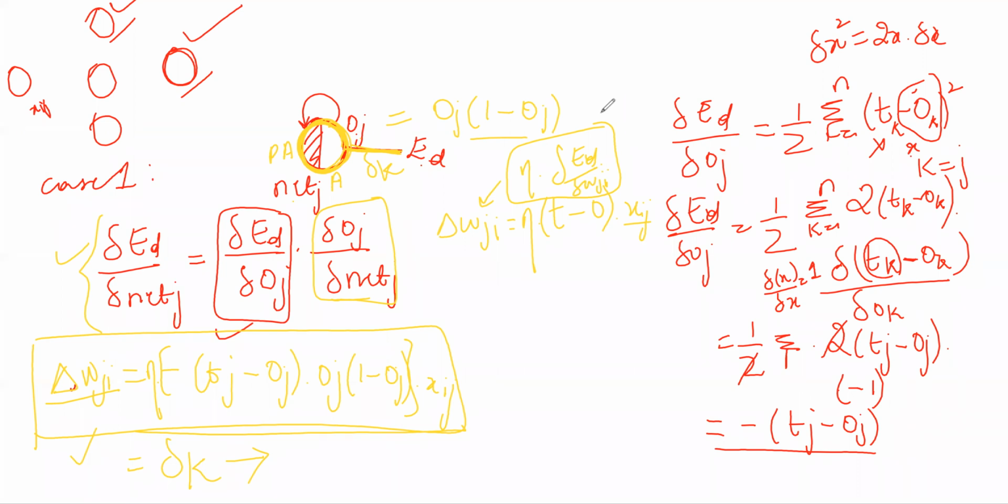Do you have any doubts here in case 1? In the last class, you told me it was very difficult to analyze from where to where we are going and what is happening. I hope at least now we are clear, because we started from this point. From this point, I needed this. From this point, I have to get this point. This is basically delta Ed with respect to Oj. I got it.